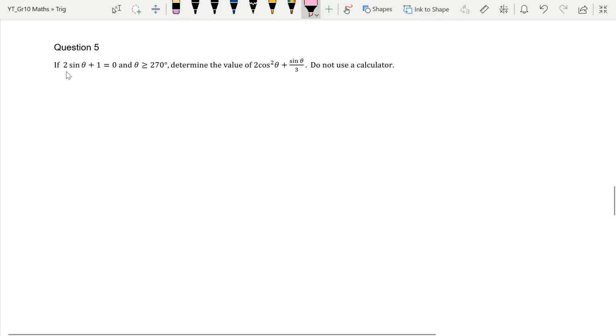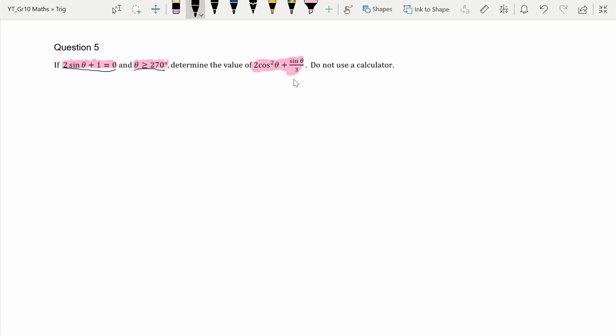All right, let's read. If 2 sine theta plus 1 is equal to 0 and theta must be bigger or equal to 270 degrees. Okay, so these are two pieces of information that's going to help us figure out which quadrant we're supposed to be working in. And then we need to determine the value of this. So that is what we need to answer. And this information we're going to need to draw our diagram.